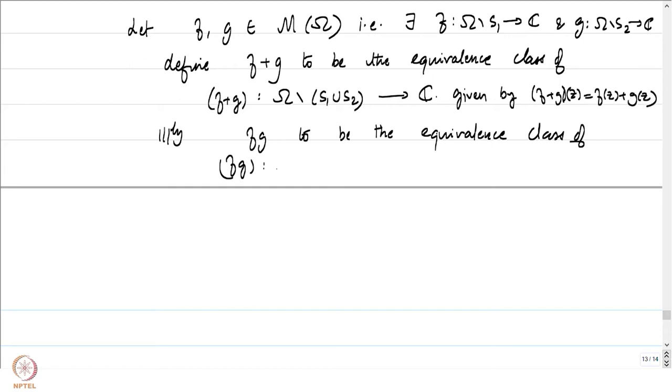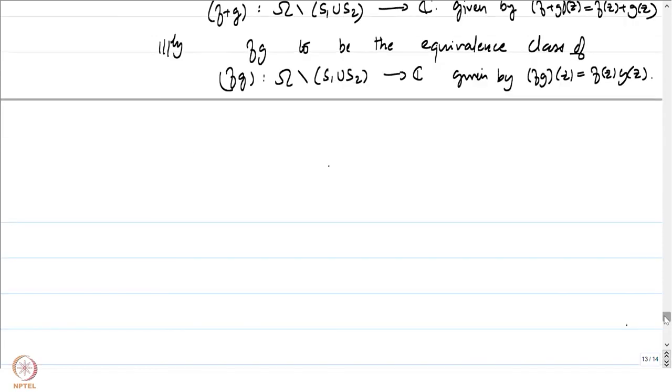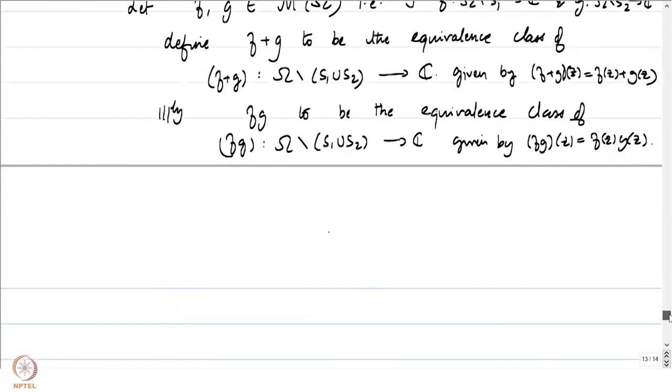And how about this? This is a map from omega minus S1 union S2 to C, again given by the usual multiplication of functions. So, f g of z is equal to f of z times g of z. The check that f times g will turn out to be a meromorphic function is quite straightforward. There are many cases that will come up. One just has to sit down and check them. I will anyway do it for f times g and leave f plus g as an exercise for you.